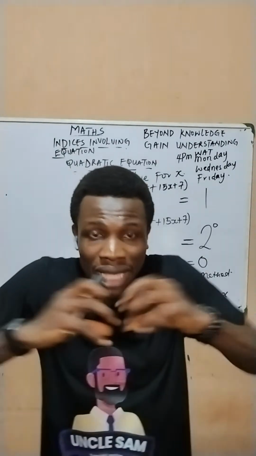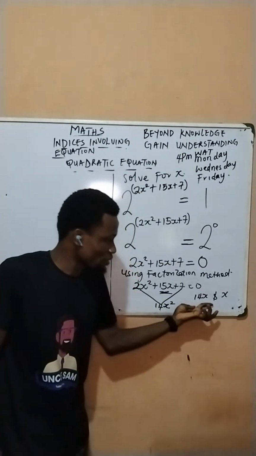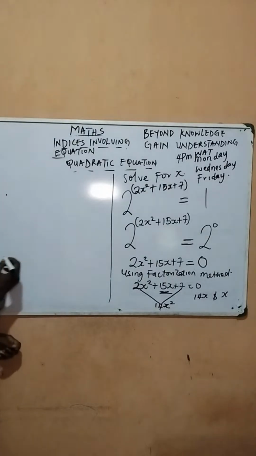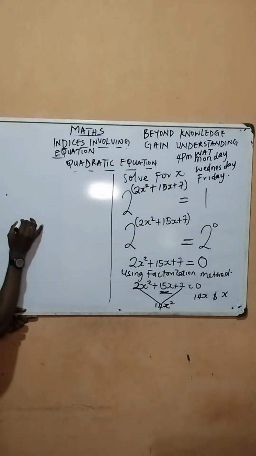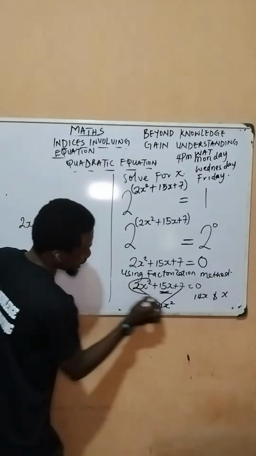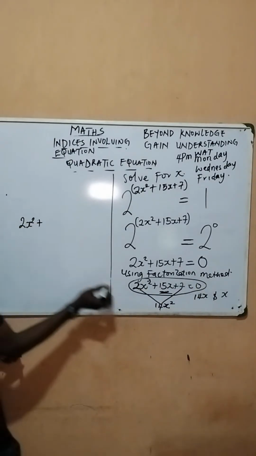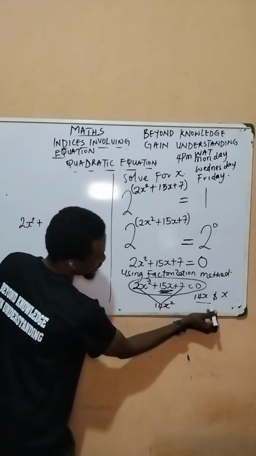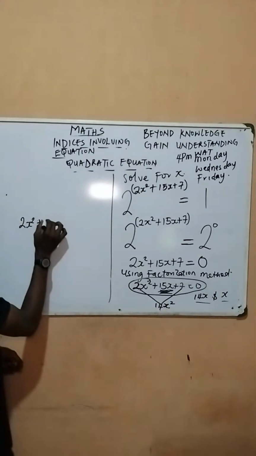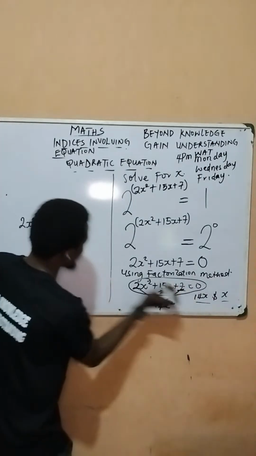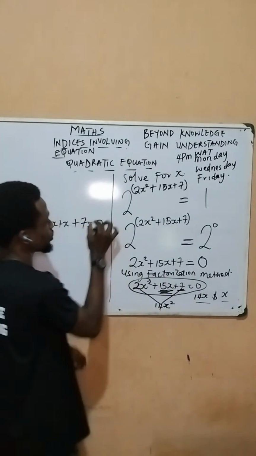So what am I going to do? You rearrange this 15x into those variables using a plus sign. It's going to be 2x squared. We are rearranging this whole expression here. It's going to give you 2x squared plus, I will replace this 15x with 14x plus x, and then plus, leave your 7 the way it is, equals 0.